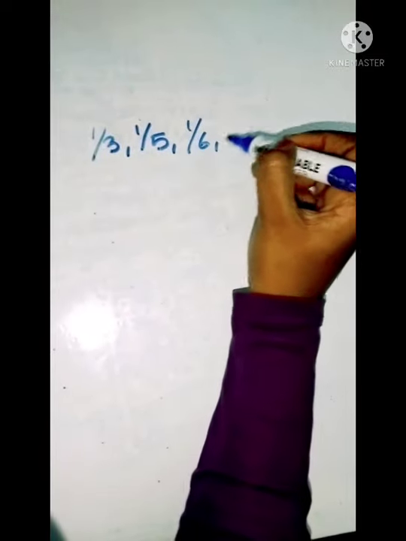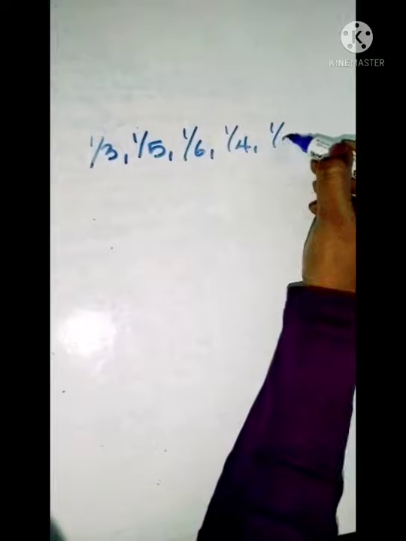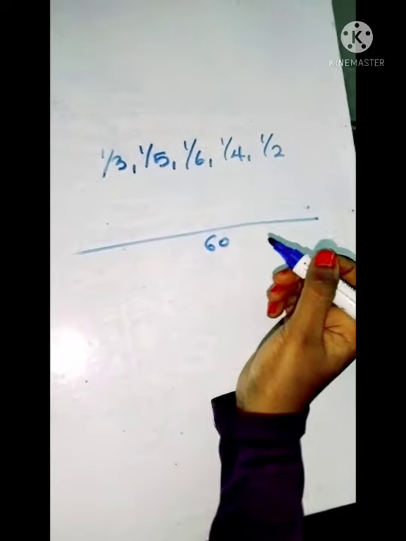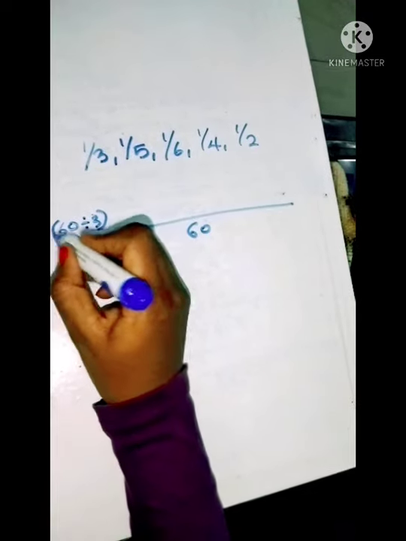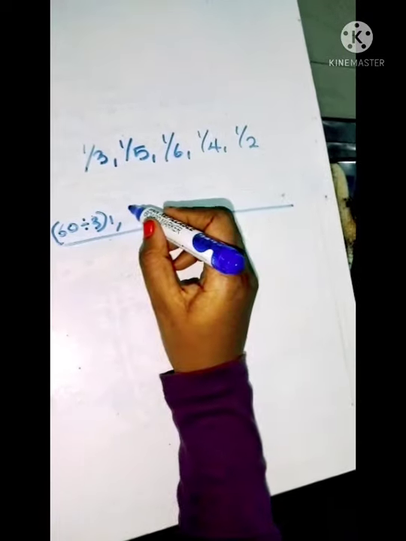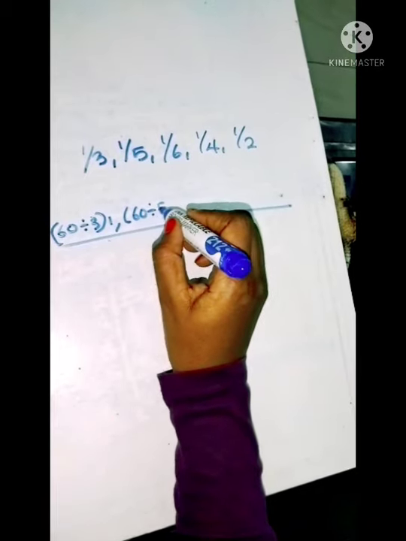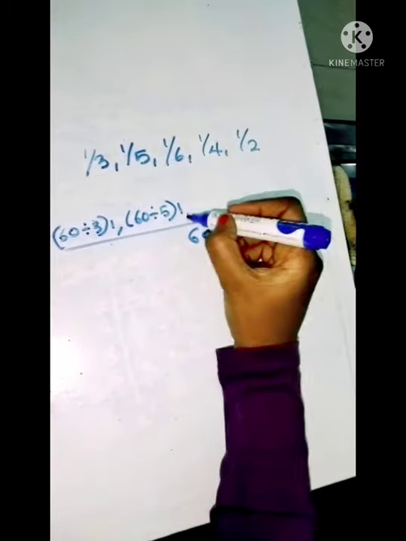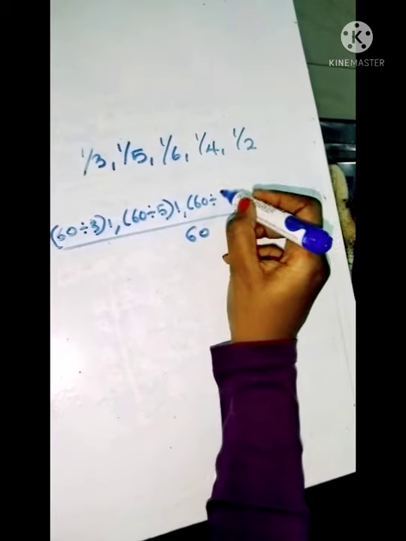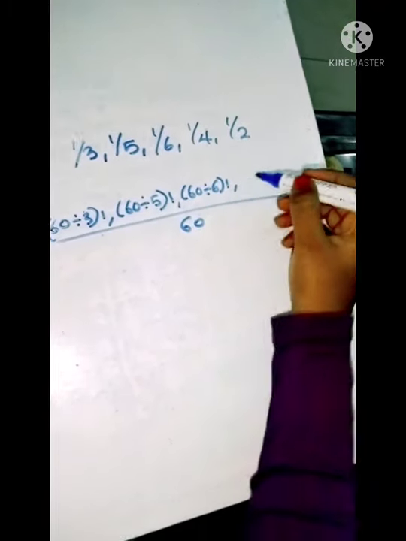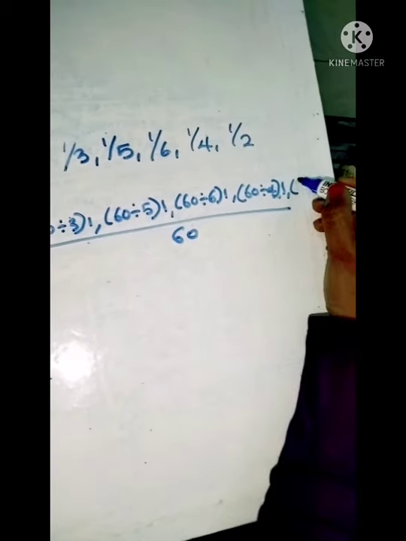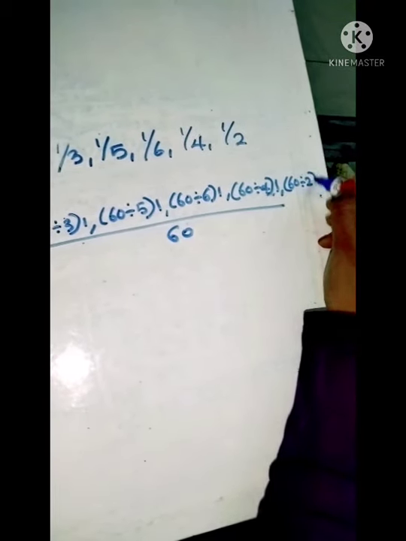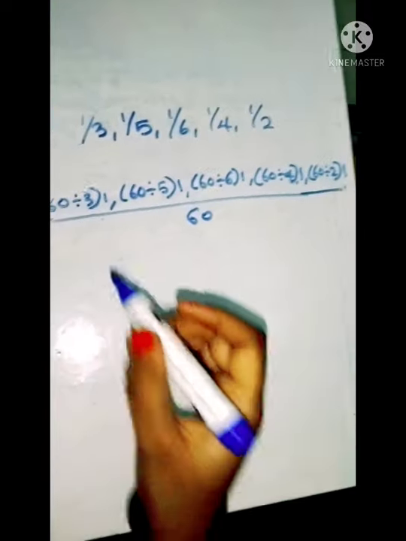So now let's write down the fractions again. 1/3. And then we'll draw a common denominator using the LCM 60. So for 1/3 is 60 divided by 3 times 1. 1/5 is 60 divided by 5 times 1. 1/6 is 60 divided by 6 times 1. While 1/4 is 60 divided by 4 times 1. And 1/2 is 60 divided by 2 times 1.